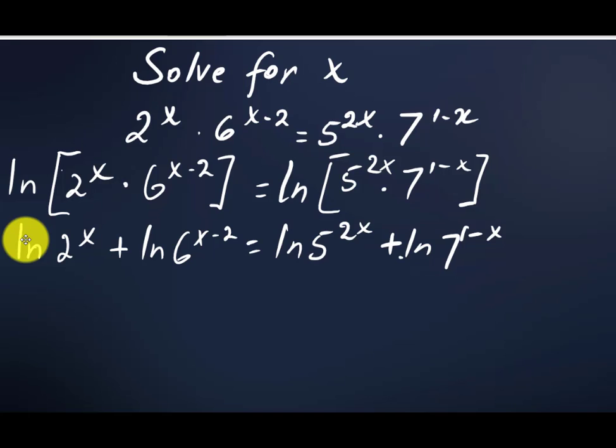If we see this value here, we apply the rule of natural log of products is the sum of the logs. So we have here natural log of this one, 2 to the power of x, plus natural log of 6 to the power of x minus 2 is equal to natural log of 5 to the power of 2x plus natural log of 7 to the power of 1 minus x.